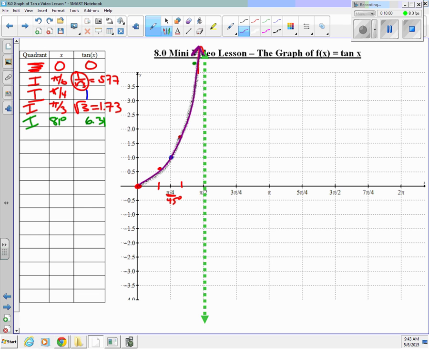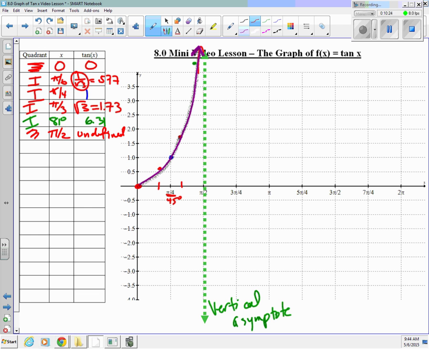Notice there's no meeting between the purple and the green. So the green is a vertical asymptote. The equation would be x equals pi over 2. And as we know, at pi over 2, tangent is undefined.